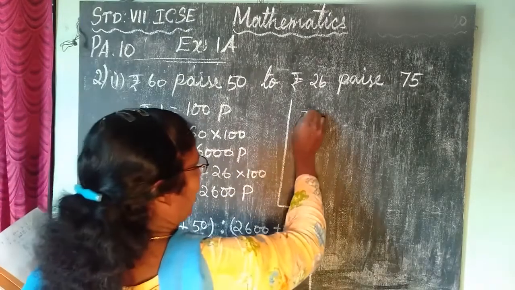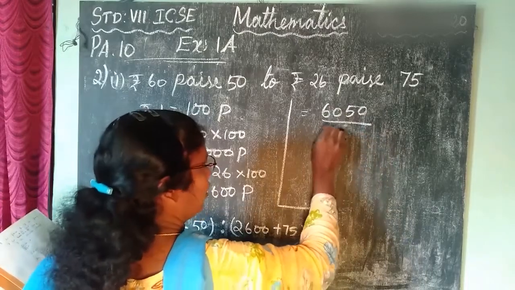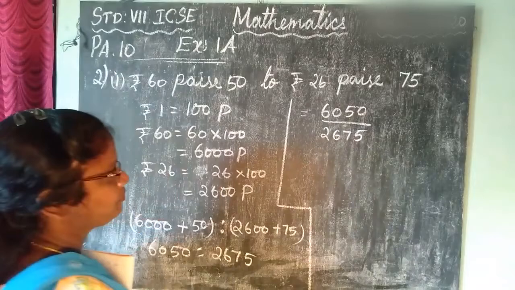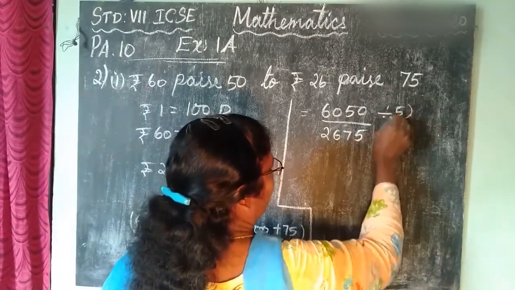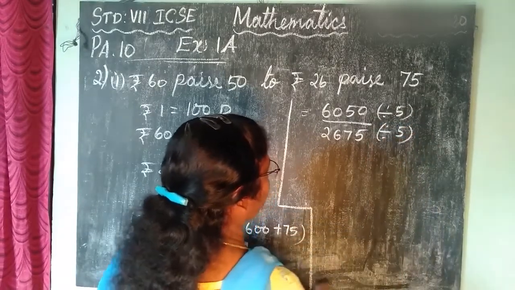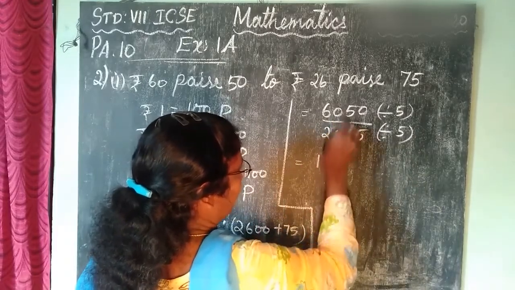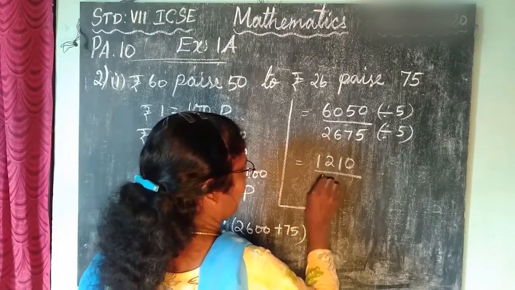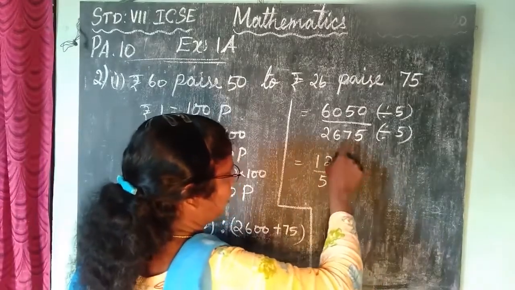This can be written as 6050 divided by 2675. Shall we cancel this? We'll cancel first, we'll divide by 5, both denominator and numerator. 1 5s are 5, 10, 2 5s are 10, remainder 0. Here 5 5s are 25, remainder 1, so 17.